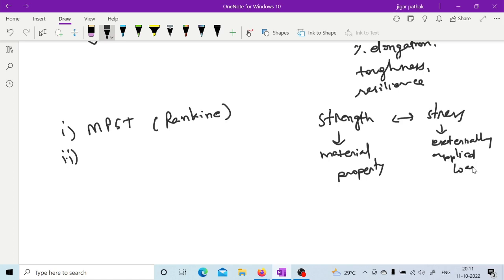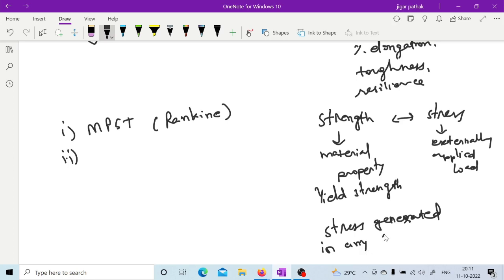So you cannot actually use the term yield stress. Yield strength is the right term, right? Stress generated in any component or element may be greater than, less than, or equal to yield strength. Is it clear?